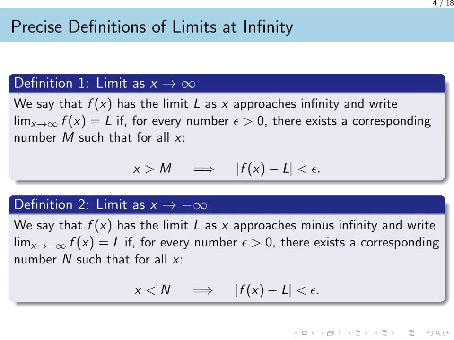Imagine a narrow horizontal band around the limit L. These rules guarantee that the function's graph will eventually enter that band and never leave as you move far enough to the right or left. The key takeaway is that the function's values can be forced to stay as close as we want to L, simply by making x large enough.